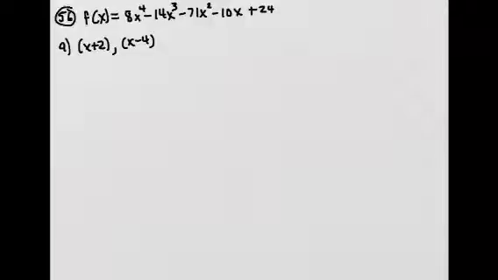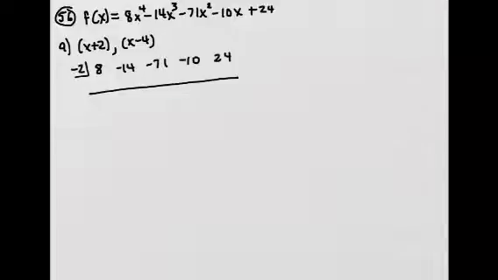Okay, so for 56, for part A, they want you to verify that these two are factors of f of x. So to do that, remember that the factor x minus a means that a for this first one is negative 2. So when you set it up for synthetic division, we don't write 2, but we write negative 2.